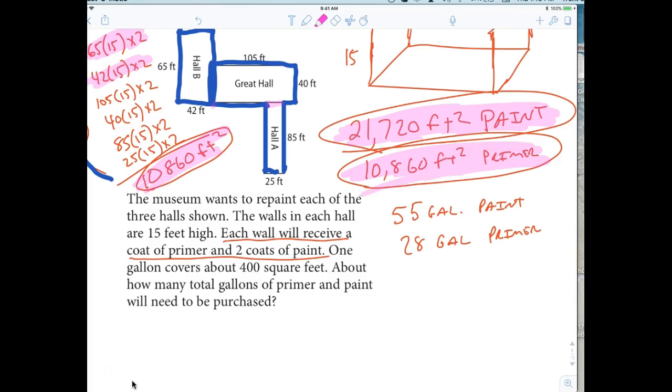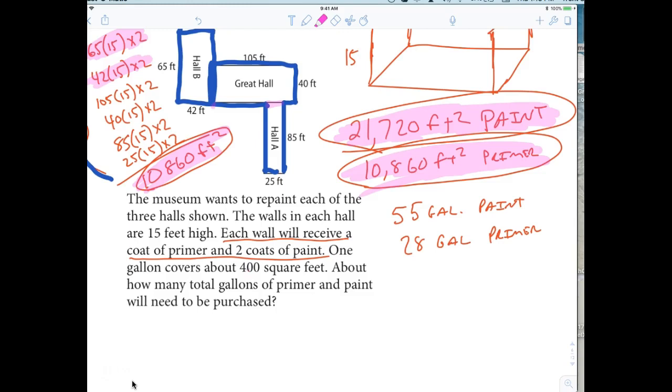Now, if you thought that you didn't do the interior walls, I'm totally fine with that also. I really don't care. What I care about is that you know how to find the areas, and then it says you're going to paint them twice, so you have to double the area.